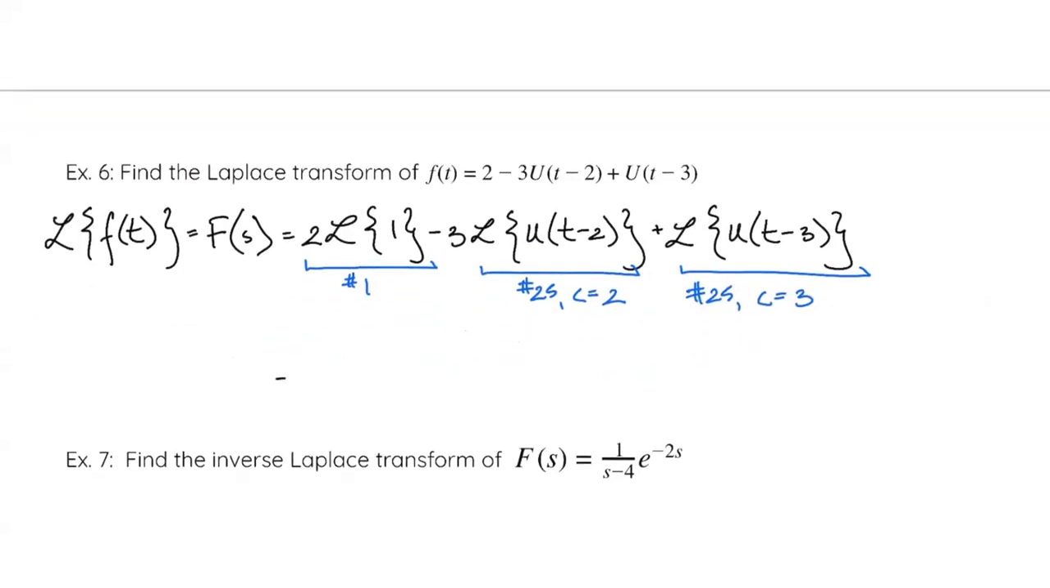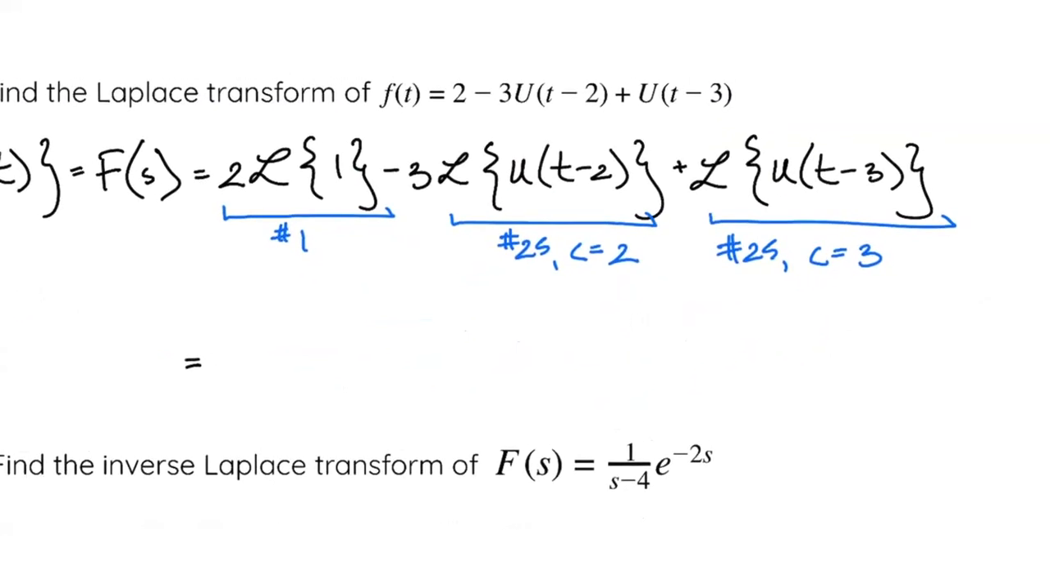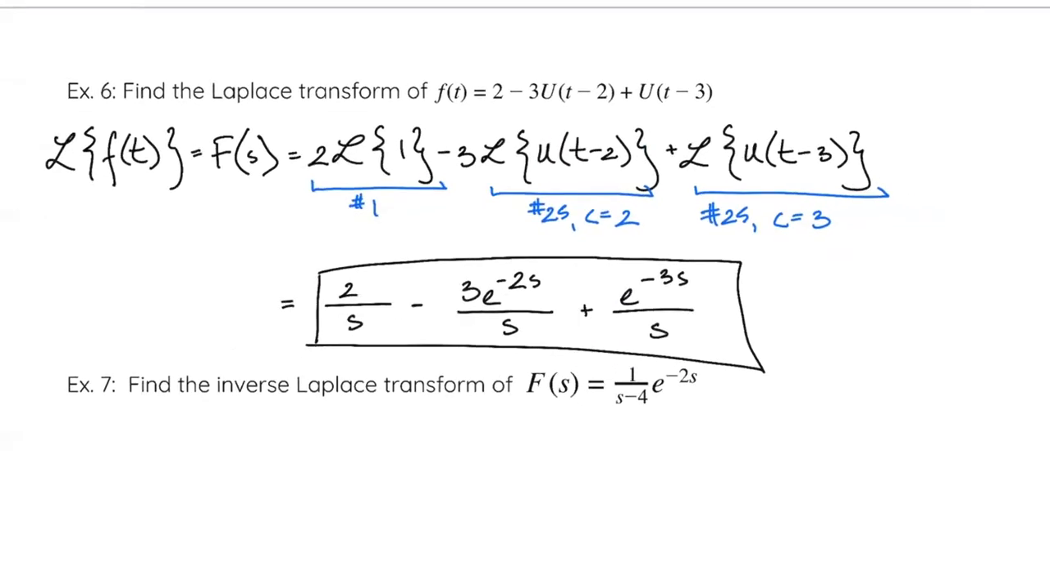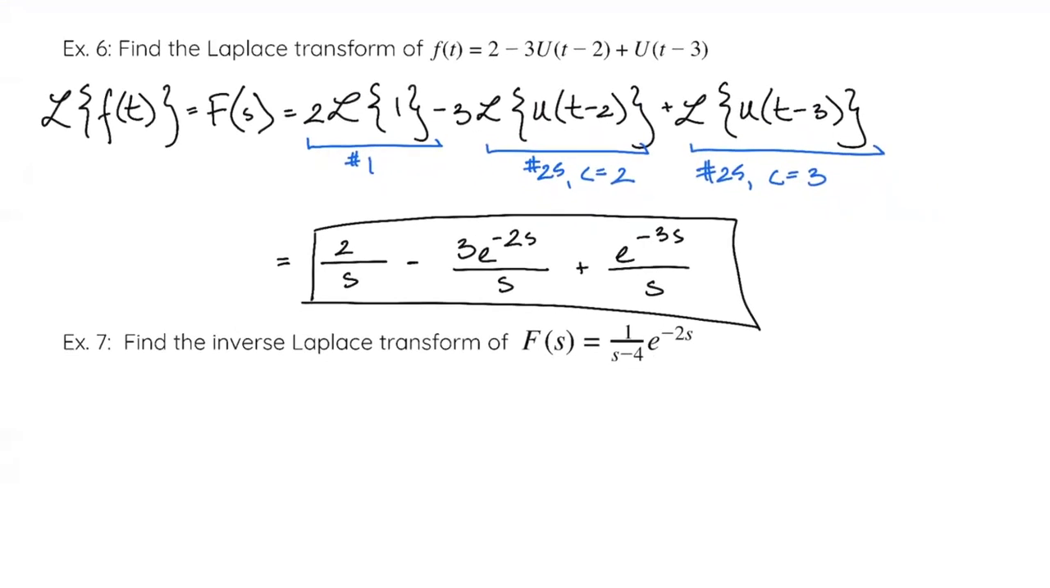All right, now we find all the things from the table. The first one is going to end up being 2 times 1 over s, or 2 over s. The second one will end up being 3, and let's see, e to the negative cs, or negative 2s in our case, over s. And then the third one will follow suit. We'll have plus e to the negative 3s over s. All right, so not so bad, not so bad.